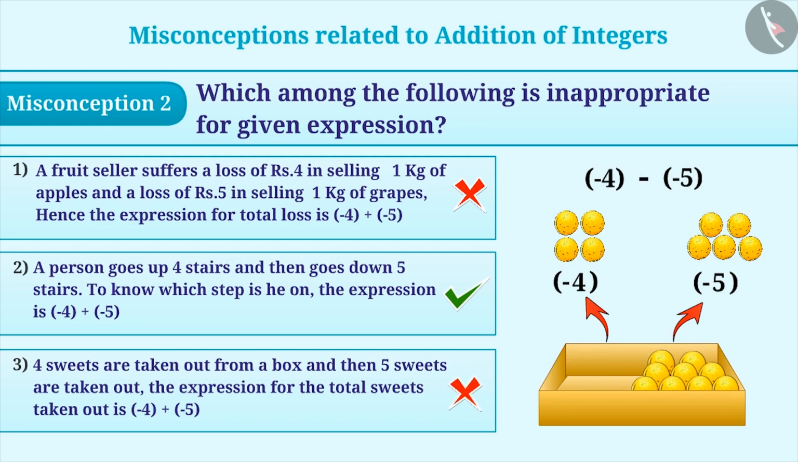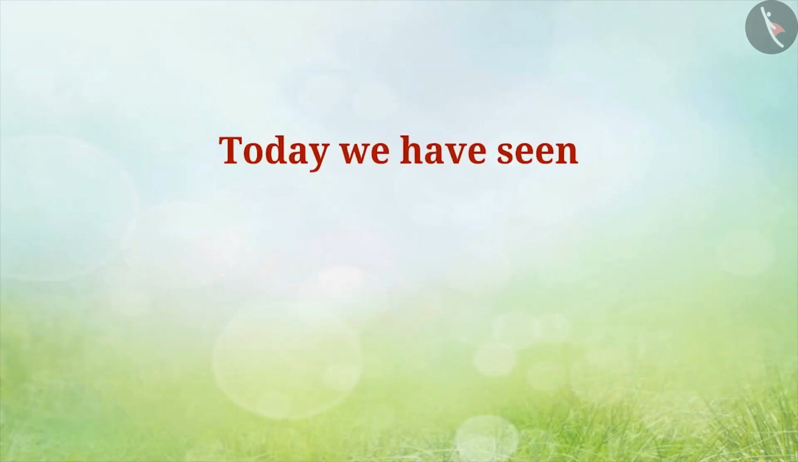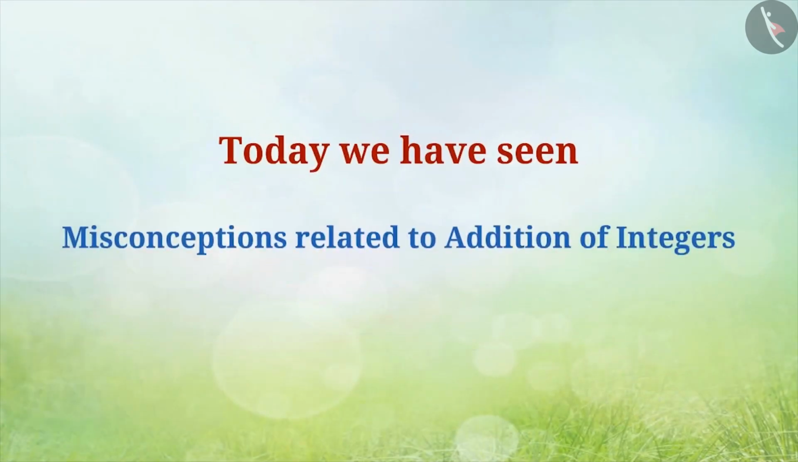Sometimes, to find the number of sweets taken out, calculation is done and the statement is represented as minus 4 minus minus 5. This is an incorrect way to represent the situation. Today, we have seen some misconceptions related to addition of integers.